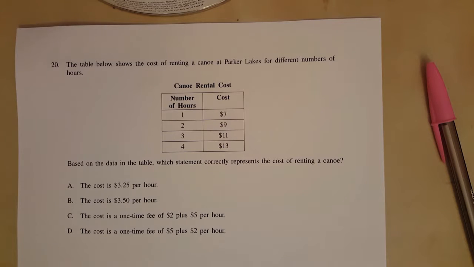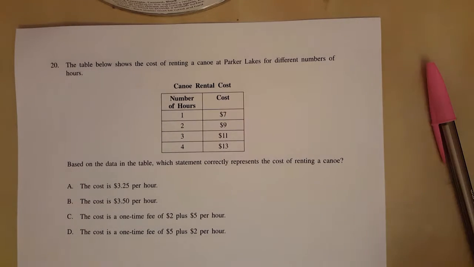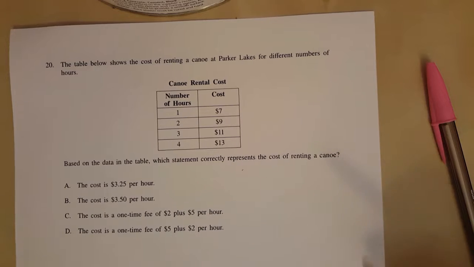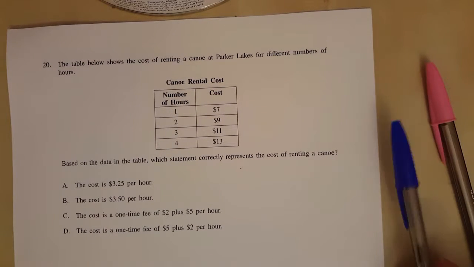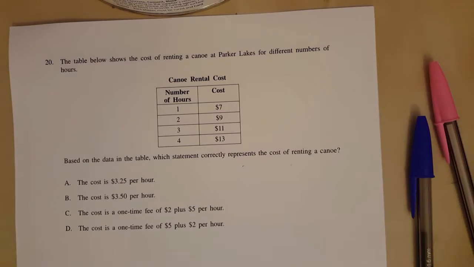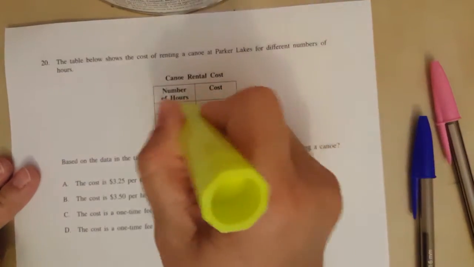All right, number 20. This table shows the cost of renting a canoe at a lake for different number of hours. And it wants to know which statement represents the cost of renting a canoe. So first thing we need to look at, these are all talking about per hour. If we're talking about per hour, that's indicating our slope. So let's figure out our slope.